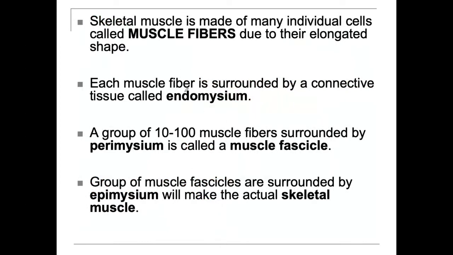Okay, so this just kind of reiterates what we said. Each muscle fiber is surrounded by an endomysium. A group of those 10 to 100 muscle fibers is surrounded by a perimysium. That's called a fascicle. And then a bunch of those fascicles is surrounded by an epimysium, and that's going to make the actual skeletal muscle.